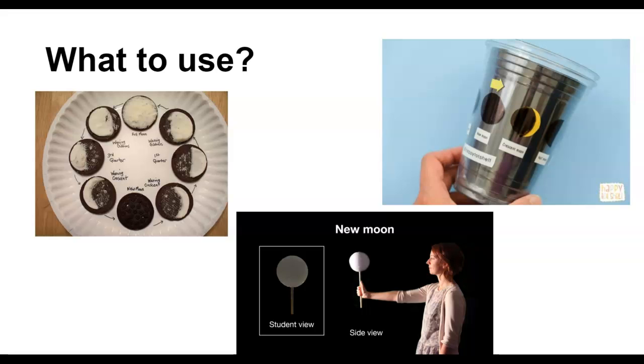If we look at our moon phase model using the Oreos, I'll give you a couple of seconds here just to consider, what do you think students would learn from engaging or building or making this model? So with our Oreo model, hopefully you were thinking about the fact that the students possibly could see what each moon phase looks like, but it's really hard to get anything else from that model except for the moon phases.